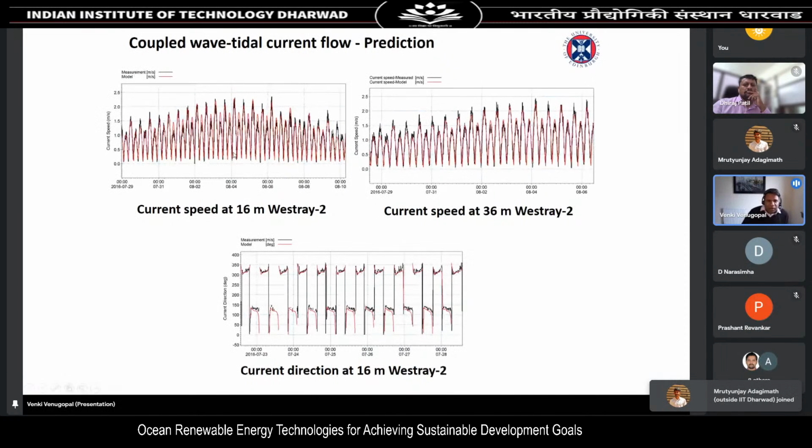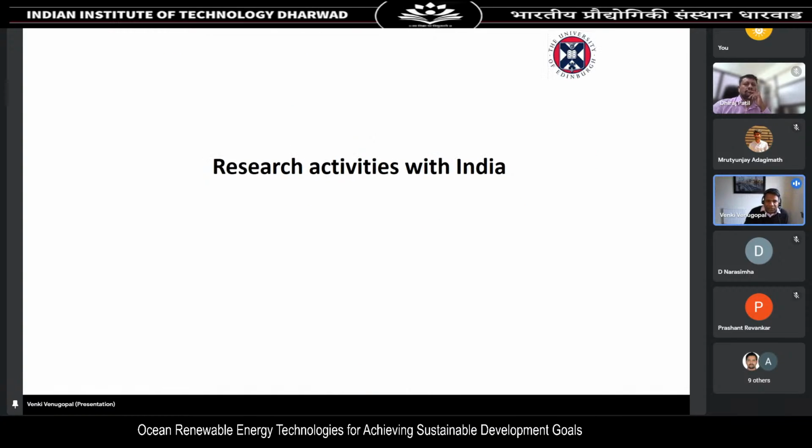Again, similar to the wave model, we have calibrated and validated the model. It shows the current speed and current directions between the model and measurements, and the models are able to reproduce the conditions, which increases our confidence in using the models for tidal and wave energy applications.